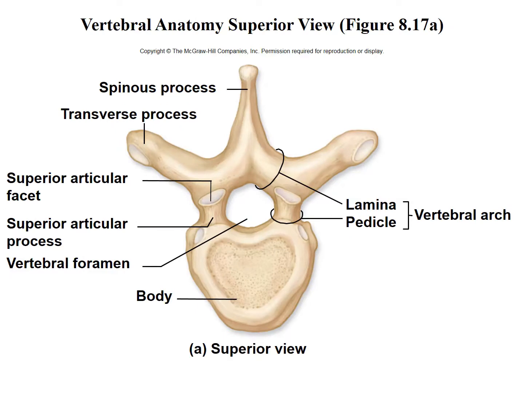Now we're just revisiting this superior view again of a thoracic vertebra. Again, note the heart-shaped vertebral body. It has much longer transverse processes. The other thing that we would see is that it's a relatively small vertebral foramen through here.